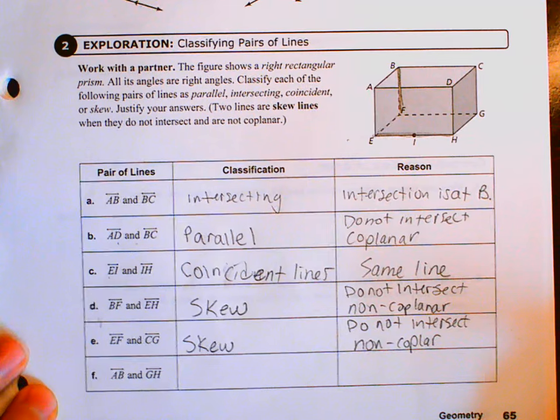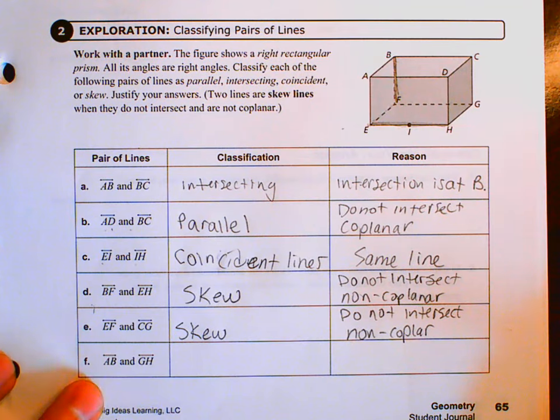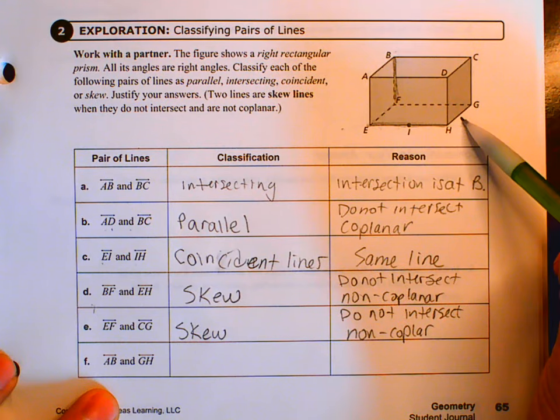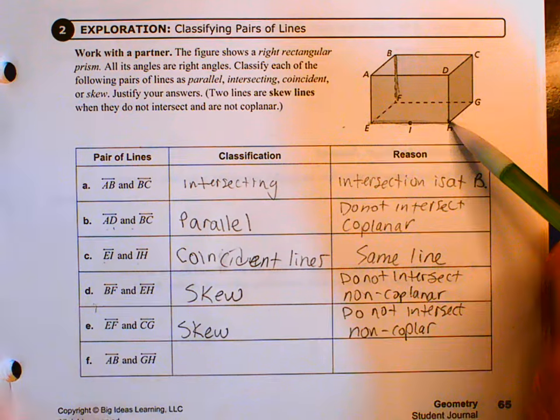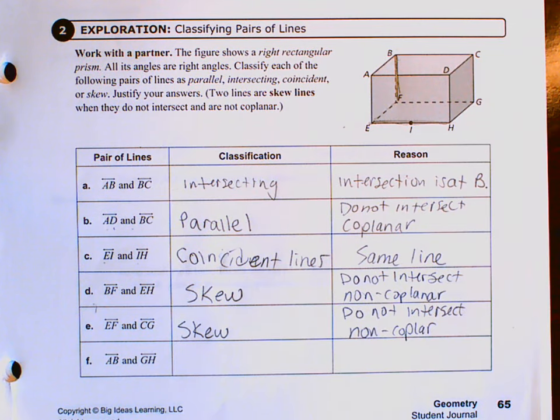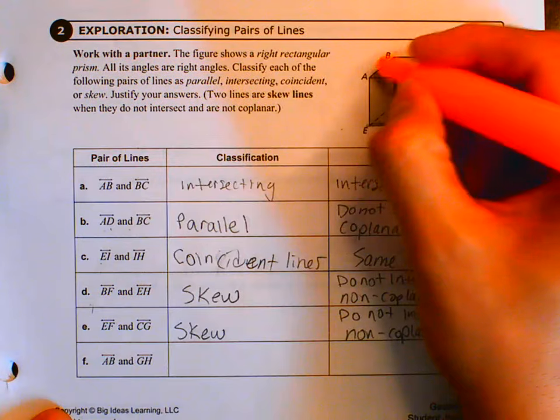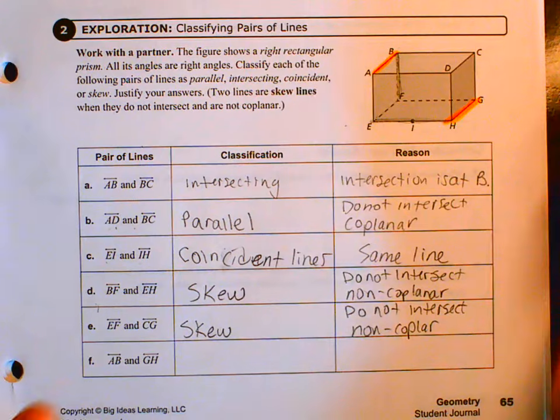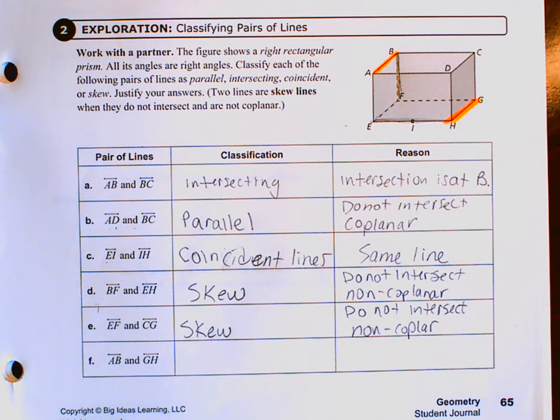Now, let's look at the next one. You have line AB and GH. So I'm going to use a highlighter so that you guys can see what those two lines are. That's AB and GH. Now you're probably thinking, well, they do not intersect, but they're not in the same plane. So they must be skewed. You're wrong. They are not skewed.